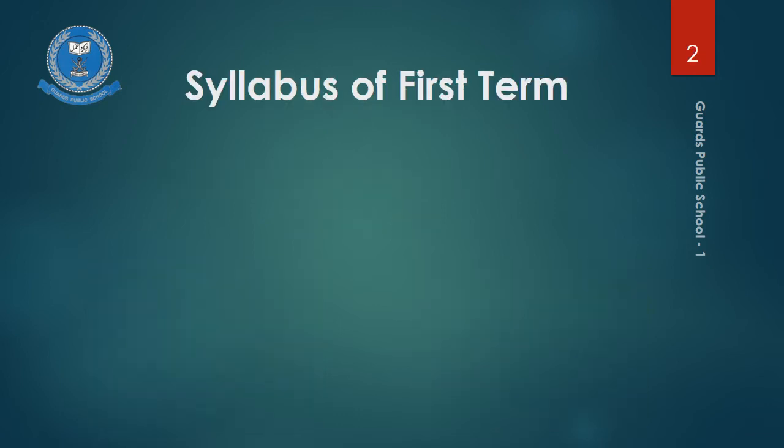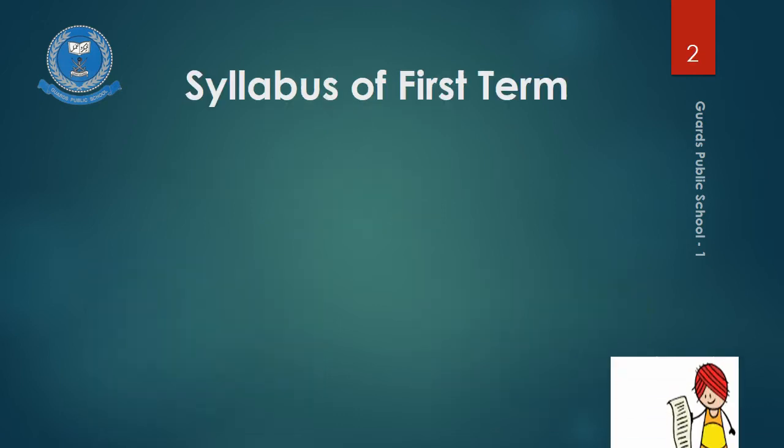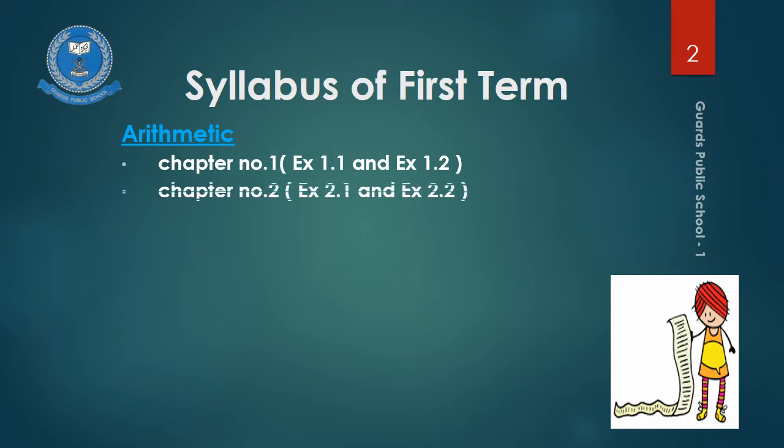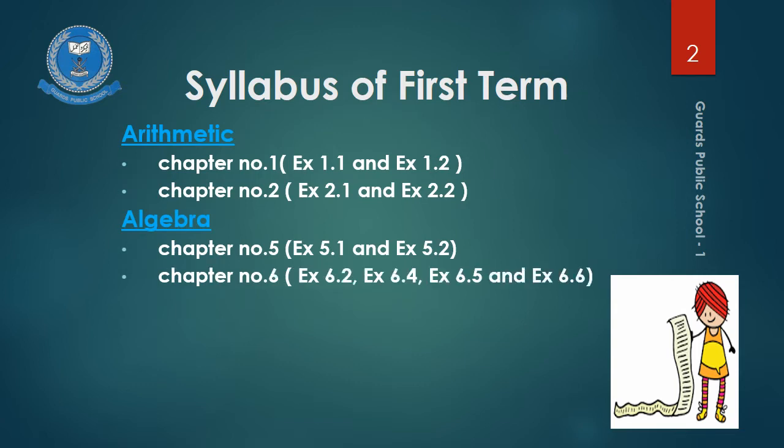So the students, please note down the syllabus of first term. In arithmetic, chapter number 1 with exercises 1.1 and 1.2. Chapter number 2 with exercises 2.1 and 2.2. In algebra, chapter number 5 with exercises 5.1 and 5.2. Chapter number 6 with exercises 6.2, 6.4, 6.5 and 6.6.